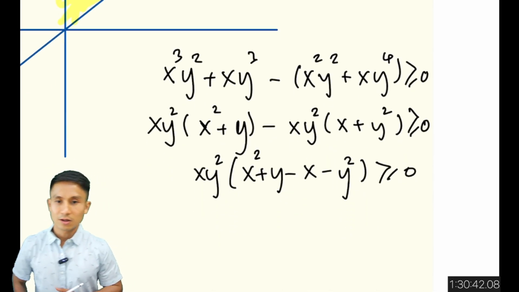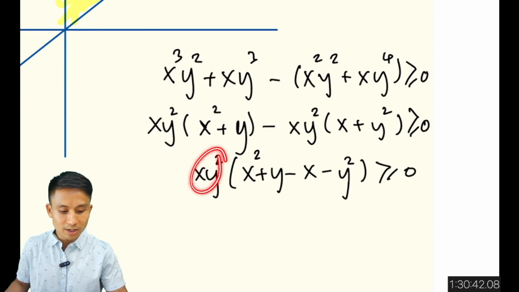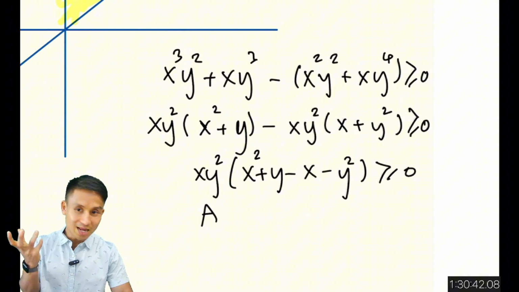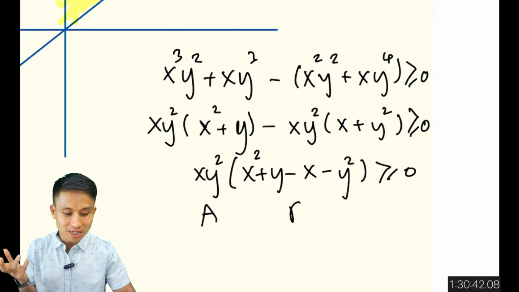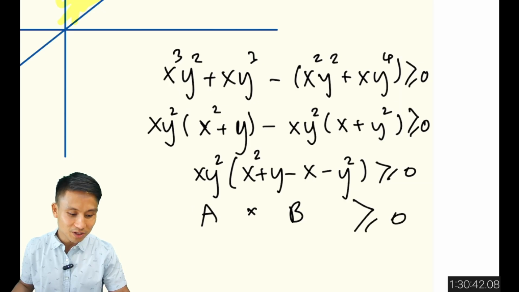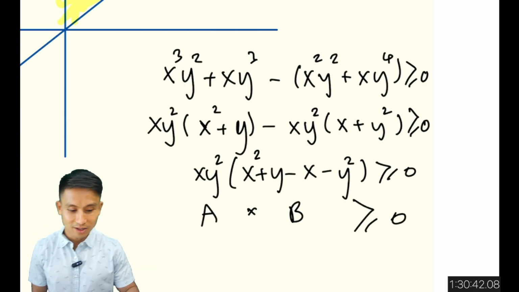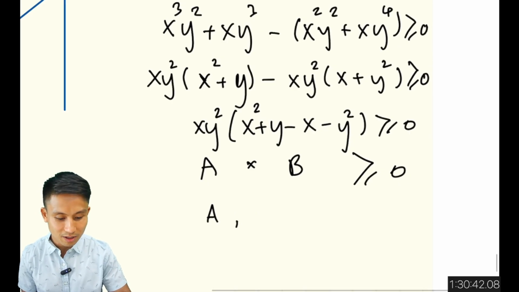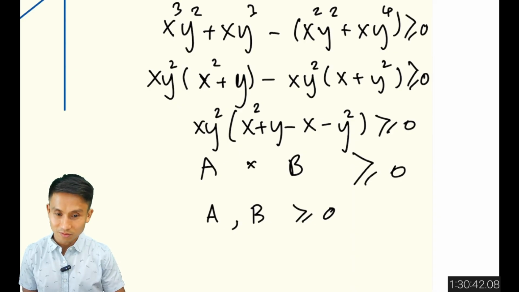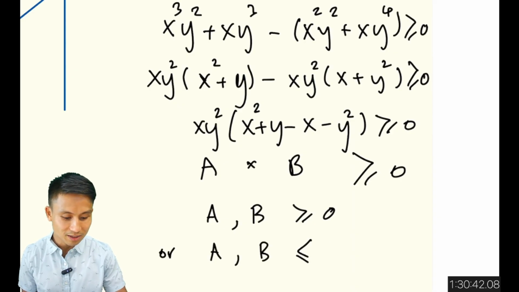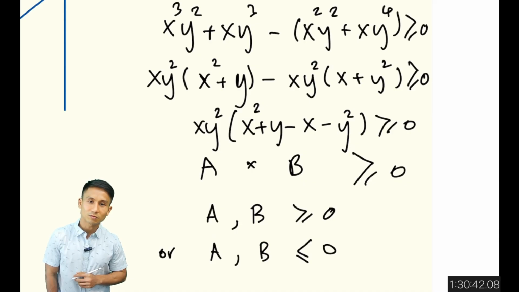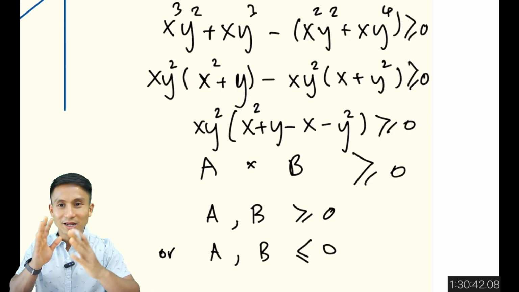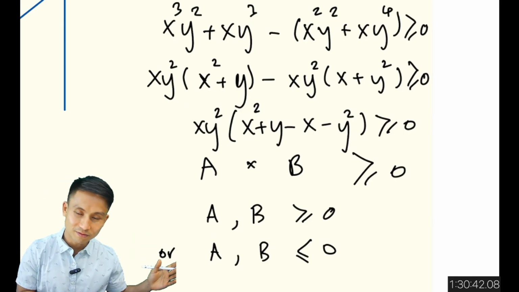Now what's the point? Well, because these are two big terms, it's like if you look at xy squared as an a term, and the whole brackets here as a term b, then a times b must be greater than or equal to 0. Okay. What are the possibilities? Well, both a and b greater than or equal to 0, right? Or both a and b less than or equal to 0, right? I mean, to make this product a positive number, you need both of them either positive or both of them negative.